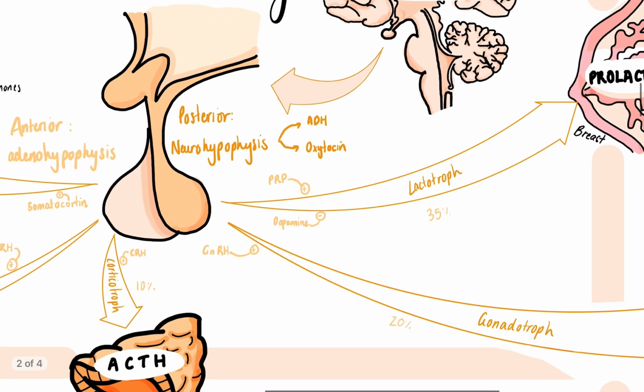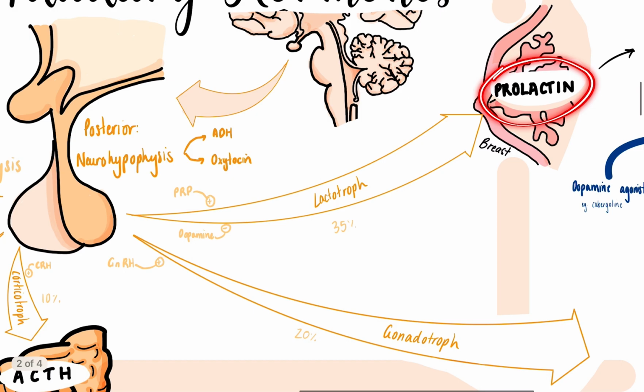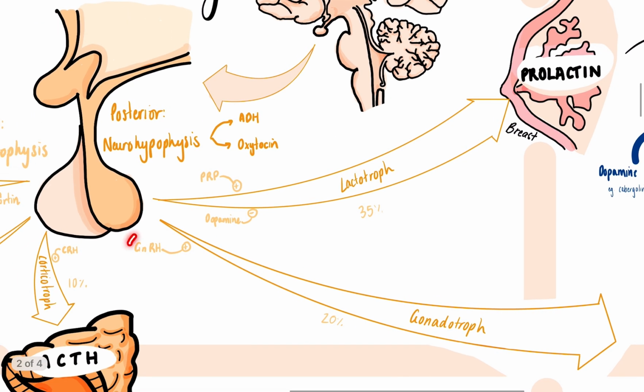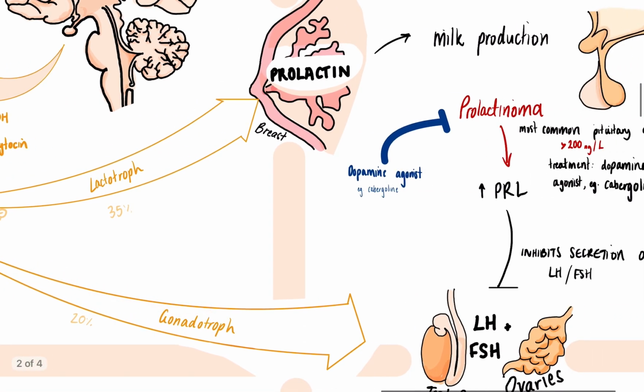You get prolactin releasing peptide, which acts on lactotrophs to release prolactin. And finally, you get gonadotropin releasing hormone from the hypothalamus, which stimulates gonadotrophs to produce luteinizing and follicle stimulating hormone.